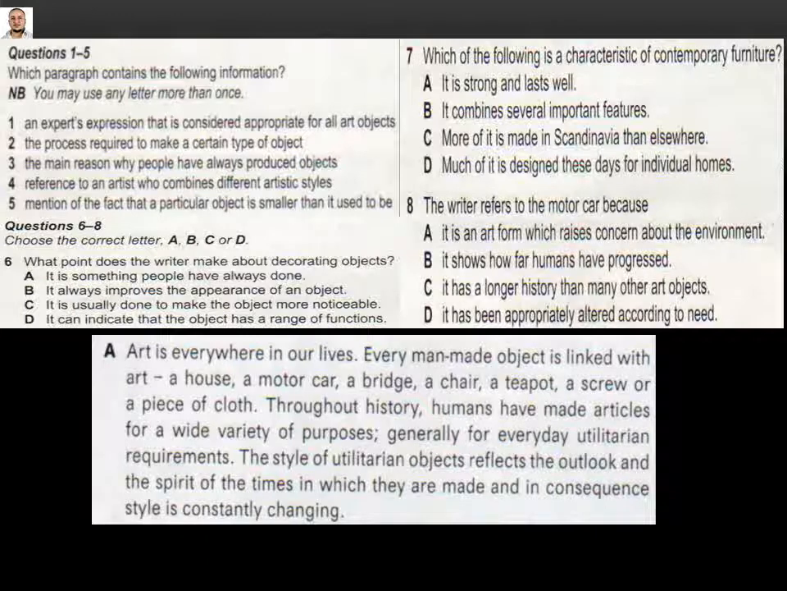Number 6 says, what point does the writer make about decorating objects? The answer will be A, it's something people have always done, because it says art is everywhere in our lives. Every man-made object is linked with art, a house, and so on, which means it's something people have always done. So we have answered 3A and 6 with the choices A for the reason. Let's go on.